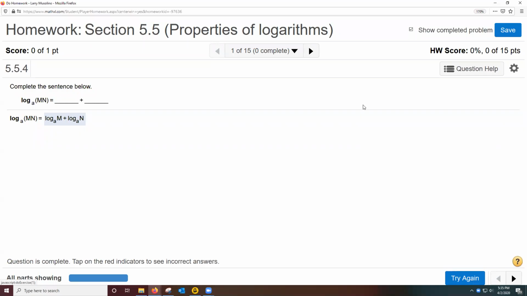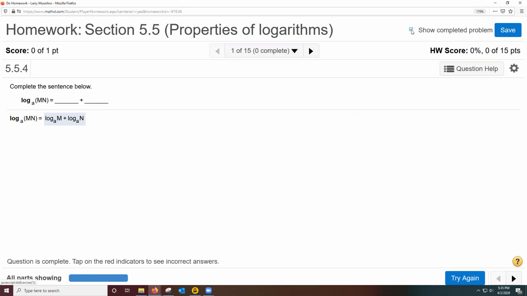All right, hi everyone. I'm recording a video here for Section 5.5, and this is going to review important properties of logarithms. So there's really three properties that will be of interest. Let me start out with three MyMathLab examples that ask you to write out the properties.